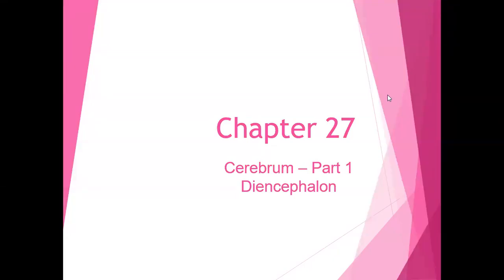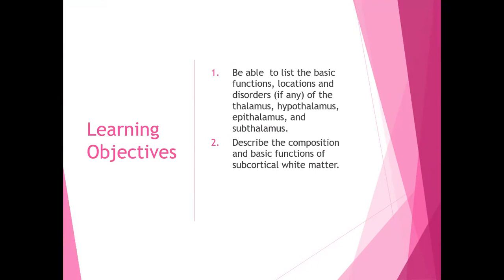We're getting closer to the cerebral cortex. Chapter 27 is the cerebrum. And in this first part, we're going to talk about the diencephalon, which is a very important part of the brain. Like a lot of the systems we've studied, we're not going to get as in-depth as they get in the text. But I just want you to be able to list the basic functions, locations, and disorders, if there are any.